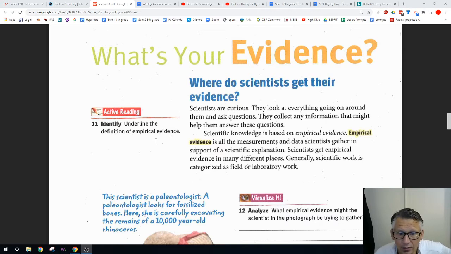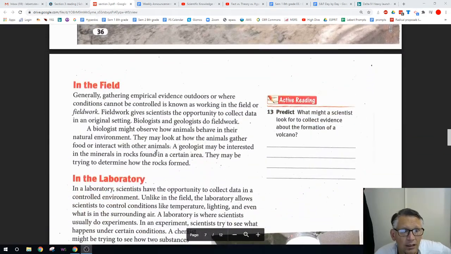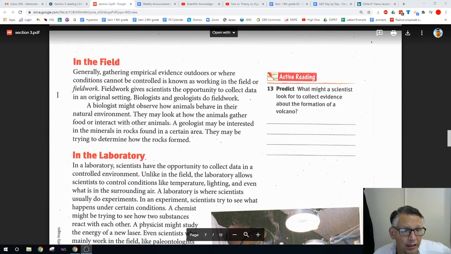Scientists get empirical evidence in many different places. Generally, scientific work is categorized as field or laboratory work. Gathering empirical evidence outdoors or where conditions cannot be controlled is known as working in the field, or field work. Field work gives scientists the opportunity to collect data in an original setting. Biologists and geologists do field work.